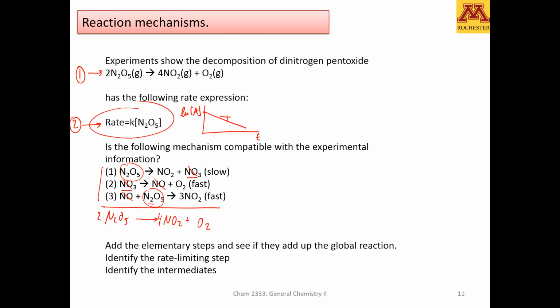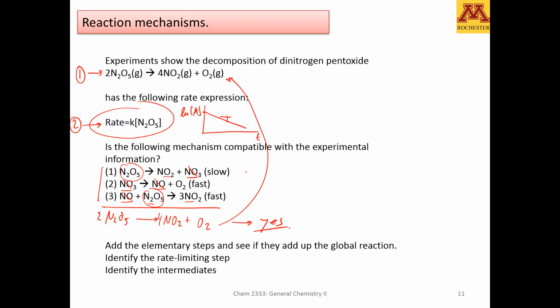And then NO also disappears because it's first a product and then a reactant. Okay, so I measured everything. Now there are 1 plus 3, 4 NO2s, and finally there's 1 oxygen. Alright, is this compatible with observation 1? Well, even if you balance this according to that, yes. Yes, I was misled. Yes, it is compatible. This is the exact same reaction as this, so the mechanism is compatible.